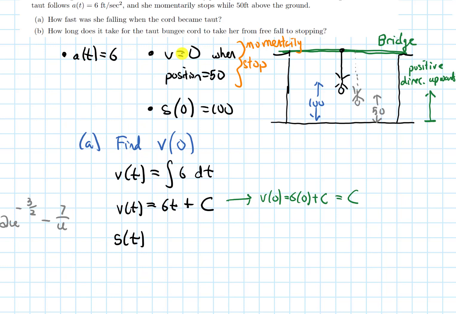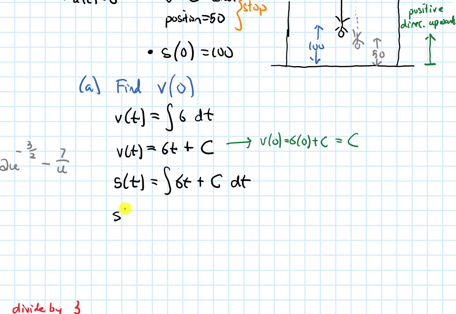Okay, and based off of some of this initial information that's given to me, it tells me other information about velocity and position. So let's get the position function. So position is going to be antiderivative of velocity, 6t plus c, with a dt. Okay, so this antiderivative, 6t is 3t squared. Antiderivative of c is ct. And then I have to put a plus d. I get another constant when I do this antiderivative.